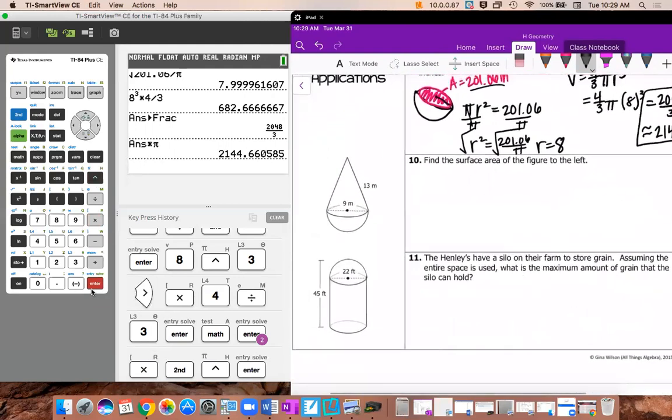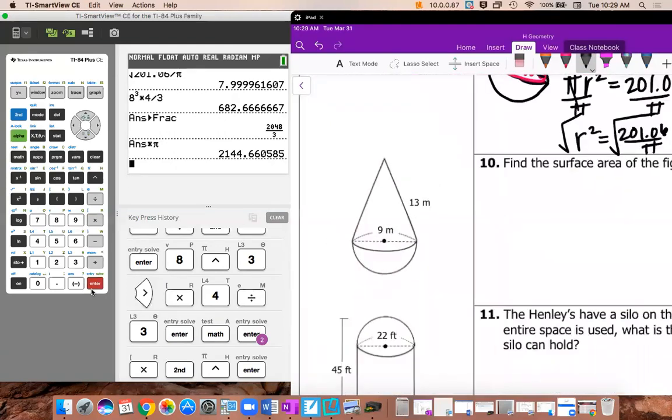So 10 wants us to find the surface area of the figure to the left. So this figure is made up of 2 parts. It's made up of this cone, and it's made up of this hemisphere. Now remember, we're just trying to find the outside, which is the surface area of this entire thing. So this part of our shape should not be included in the surface area because it's in between both shapes. So when I'm finding the cone, I'm just trying to find the lateral area or the sides of that cone.